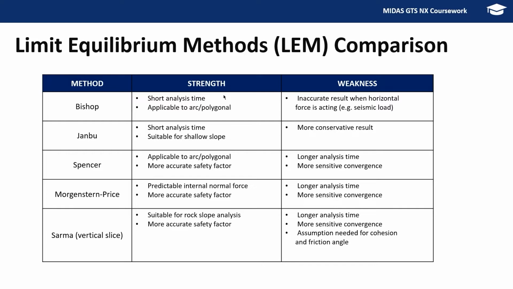All of them will have the same strength with a short analysis time, and the factor of safety is very debatable in the Bishop method, especially when a horizontal force is acting. So if there is a seismic load acting on the slope, then Bishop's method cannot be applied. In terms of a more sensitive factor of safety with a longer analysis time, the Morgenstern-Price and Spencer methods can give you a very conservative and accurate result.